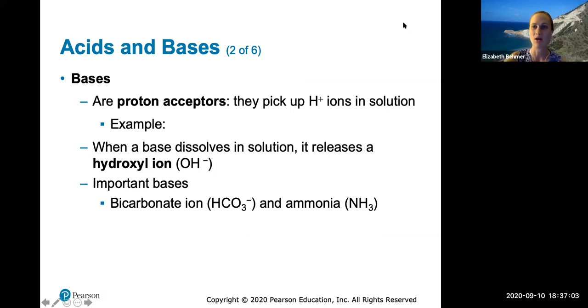Bases are what we call proton acceptors, and that means they pick up hydrogen ions in a solution. So when a base dissolves in a solution, it will release what we call a hydroxyl ion, which can go on and accept a proton if needed. And these are important bases: bicarbonate ion, and also ammonia.